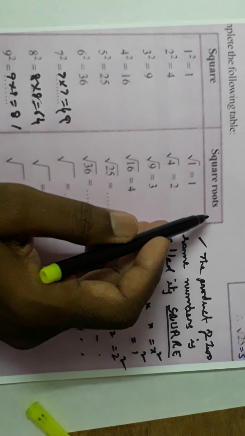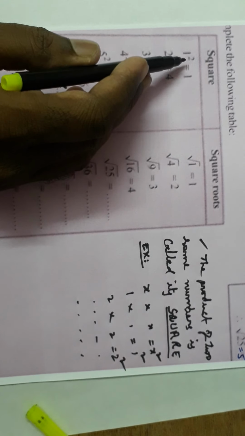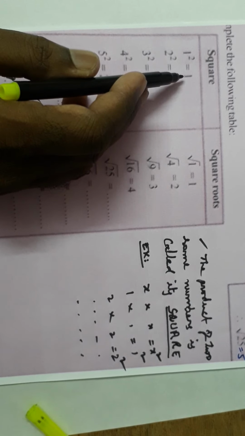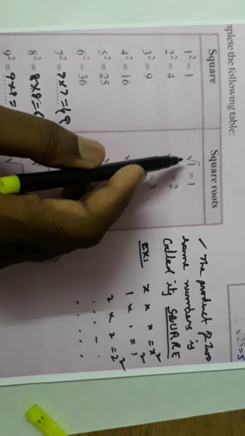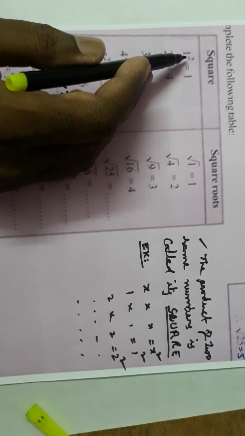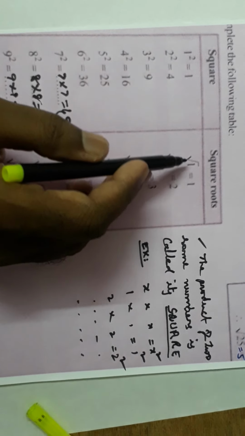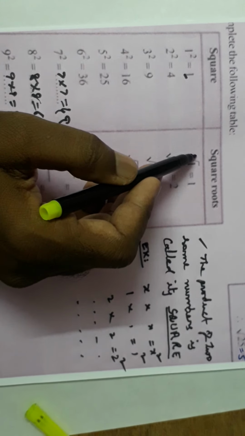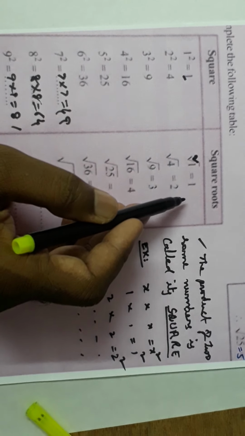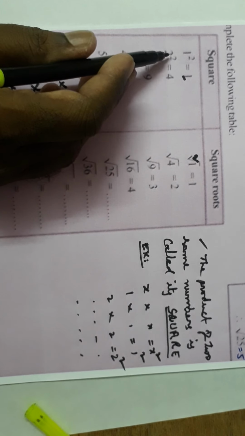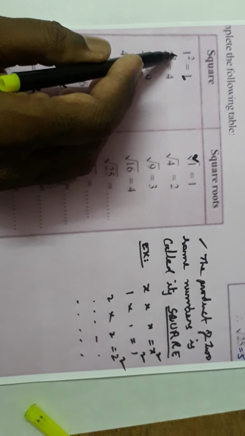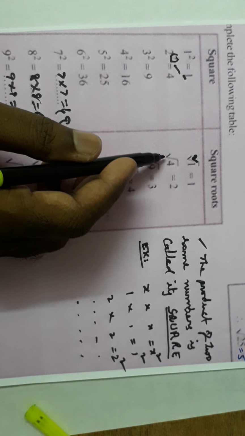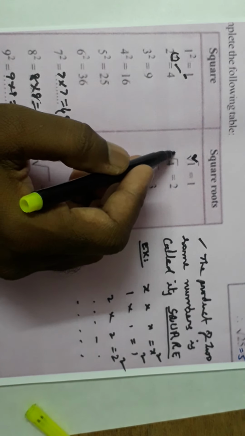Square roots. 1 square is equal to 1. Square root model: the square transfers to the other side. Square root of 1 is equal to 1. Next, 2 square is equal to 4. The square transfers to the right hand side. Root 4, or square root 4, is equal to 2.